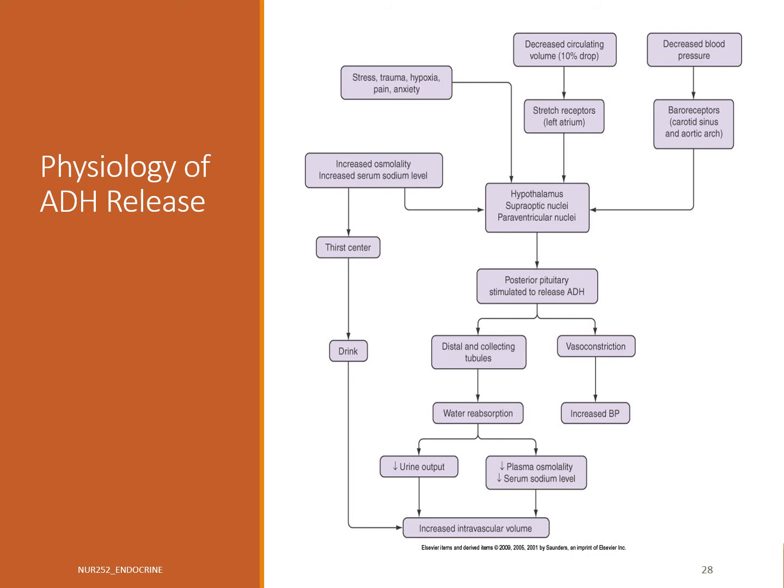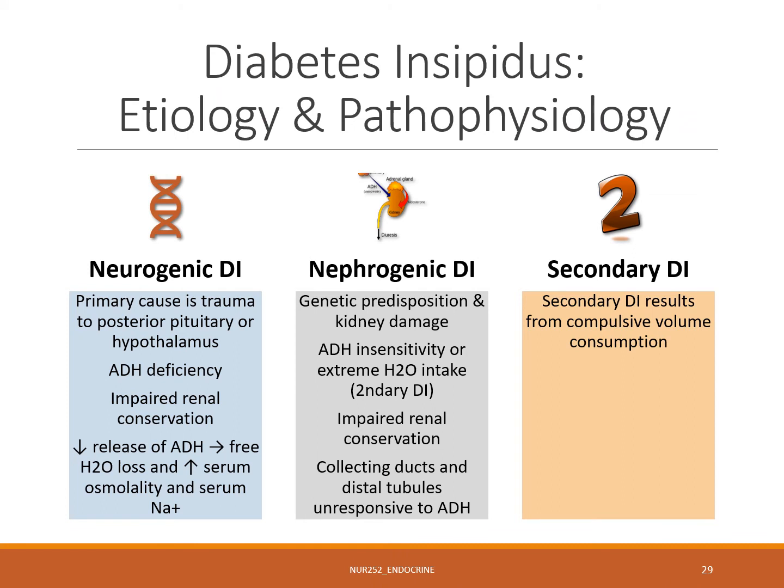Two common disturbances of ADH are DI, which is diabetes insipidus, and SIADH, which is syndrome of inappropriate antidiuretic hormone. DI is associated with a decrease in production or secretion of ADH. This results in fluid and electrolyte imbalances due to increased urinary output and increased plasma osmolality. DI is classified as neurogenic and nephrogenic.